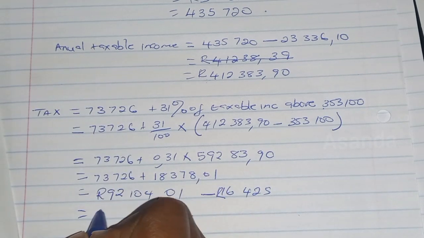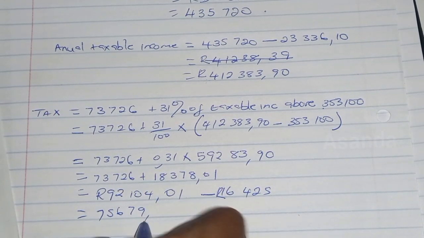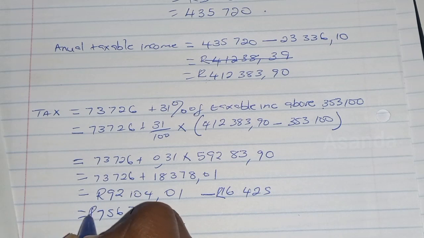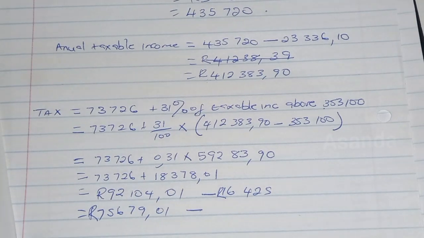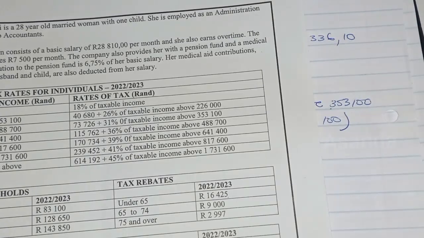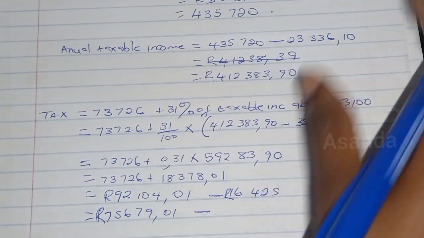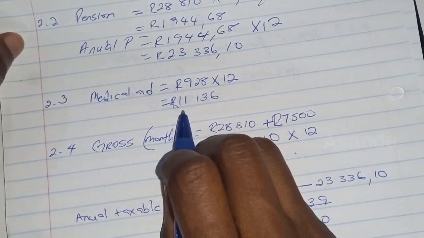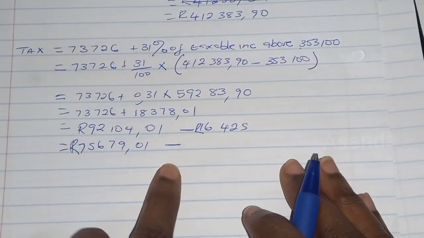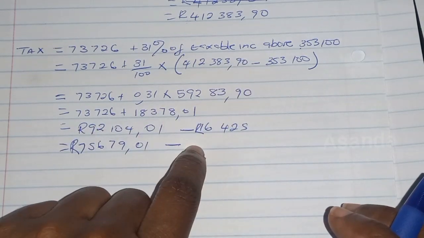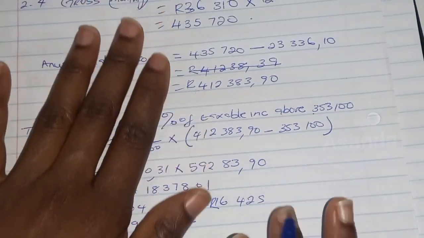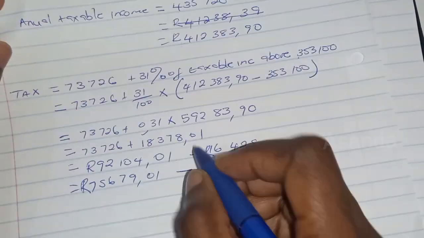And then we have 75,679.01, right? And then remember the person had a medical aid, so the medical aid tax credit is also some kind of a discount, so we're going to minus that as well. We did a calculation at the top there and we got 11,136. If they had not asked this question, you would have had to do the calculation here and then subtract, right? So we are lucky it was asked, so we can just copy it from the top, 11,136.